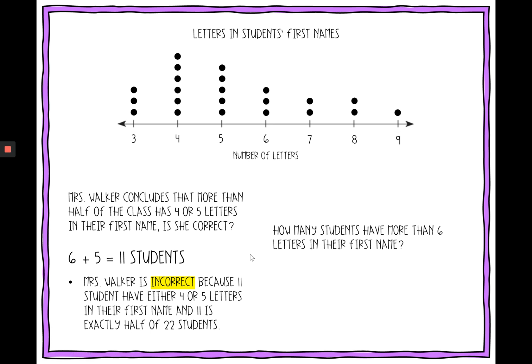So now, how many students have more than 6 letters in their first name? It says more than 6, which would not include 6. So that means 7, 8, or 9 letters. Well, there are 2 people with 7 letters, 2 people with 8 letters, and 1 person with 9, which gives us a total of 5 students.